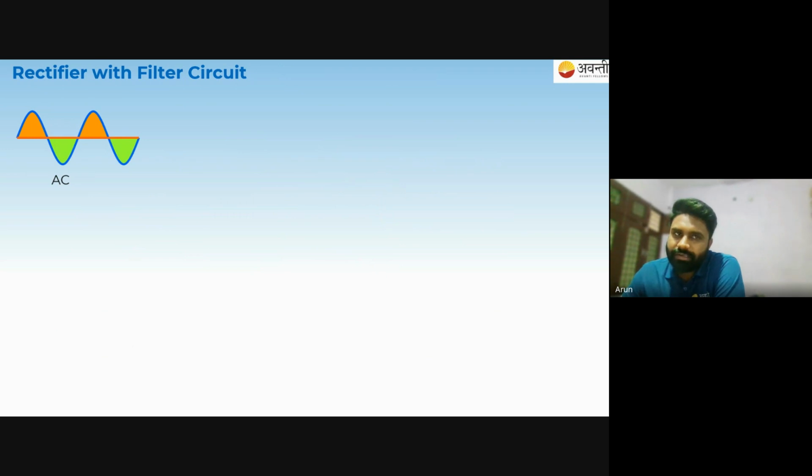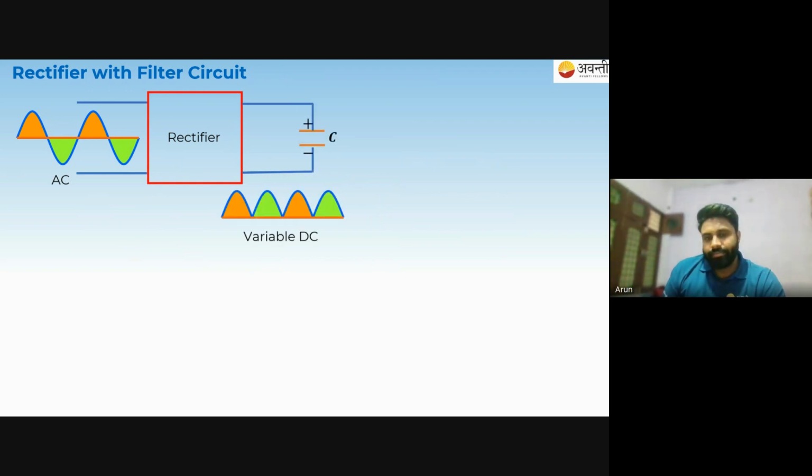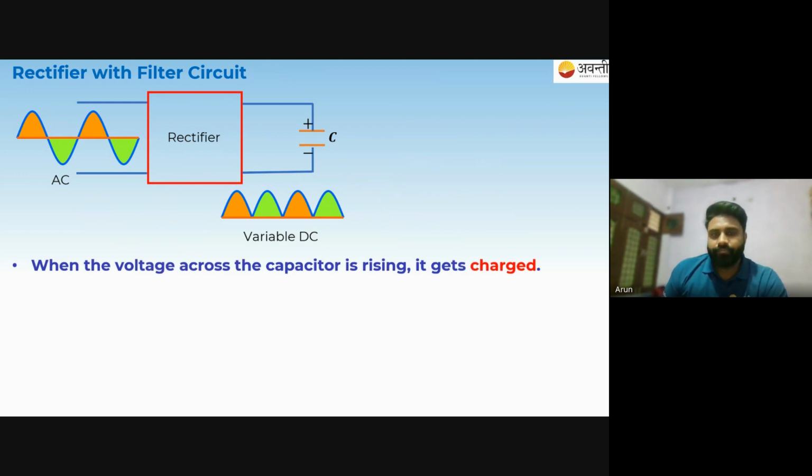We can also use a rectifier with a filter circuit. I have told you, when you connect a capacitor in parallel to it, what will happen when the full wave rectifier passes out this variable DC? You will see this is the variable DC. It is going up and down, up and down. So this is not a constant output. It is a variable output, but it is DC. So how can we get a nearly constant output? We will use a filter in it, which is nothing but a capacitor.